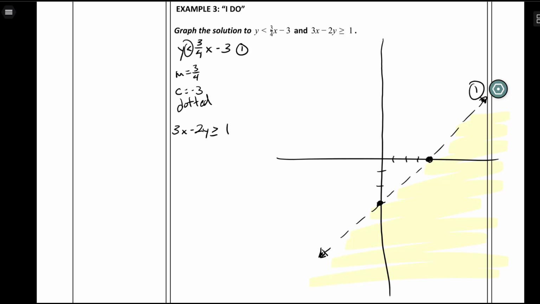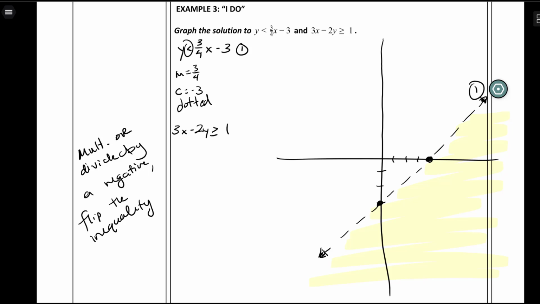Now, inequalities, if you remember, are kind of tricky when you've got a negative sign. If you ever have to multiply or divide by a negative sign, you have to make sure that you flip the inequality sign. Now, I never really understood why that was, and honestly I would frequently forget about it. So let's show you a different way to do it.